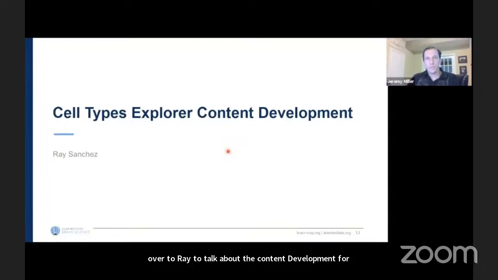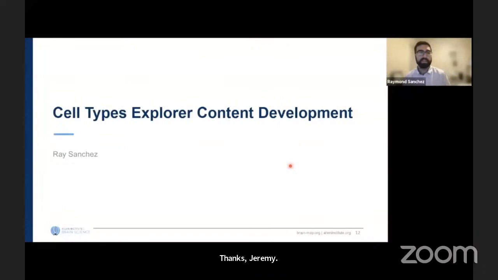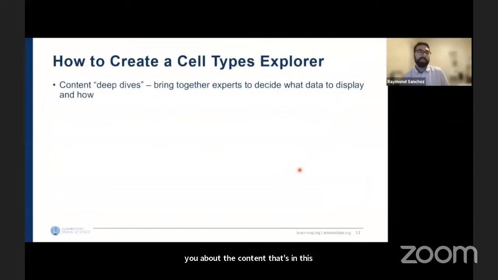Thanks, Jeremy. My name is Ray Sanchez, and I'm going to be talking to you about the content that's in the Cell Types Explorer. So how do we go about creating a web application like this? As Jeremy mentioned, there's a lot of dense information to synthesize here, and we wanted this to be a nice summary of all of the information that was gathered as part of the BICCN effort. So the first step in this was to hold a series of what we called deep dive meetings, which essentially was where we brought together experts in specific domains to decide what sort of data to display and how to display it.